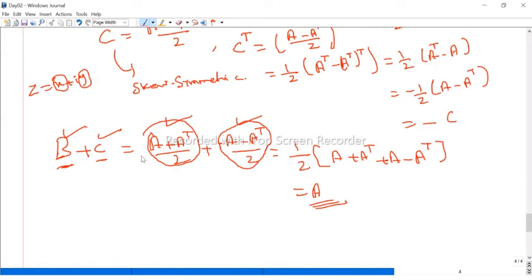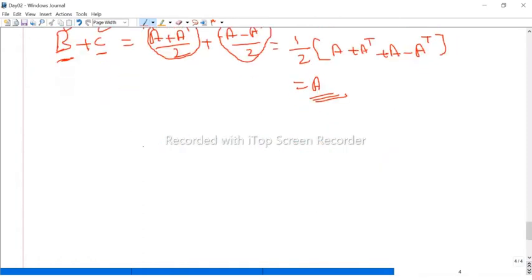That symmetric matrix is nothing but (A plus A transpose) by 2 and the skew symmetric is nothing but (A minus A transpose) by 2. And then we can easily check that. Suppose we have to show, that is the question: suppose A is a square matrix, A into A transpose. Is this a symmetric matrix or not?